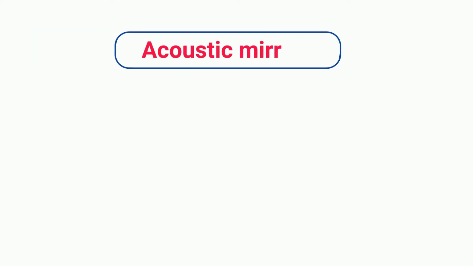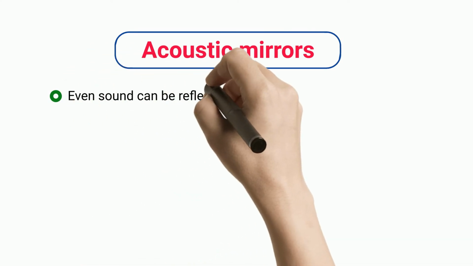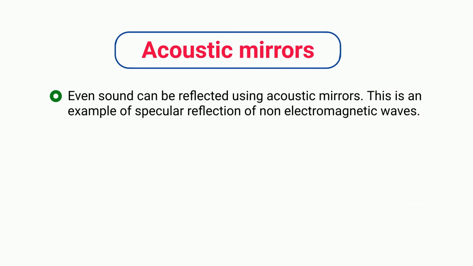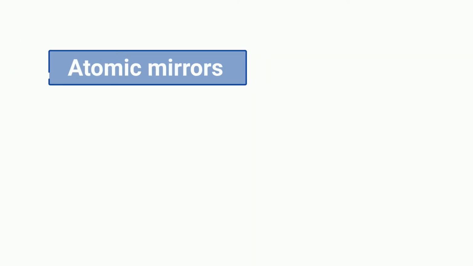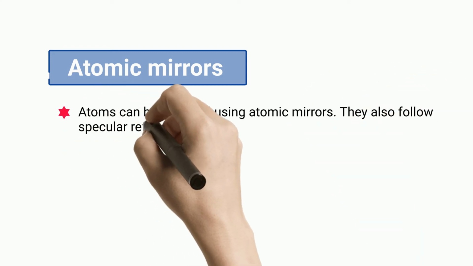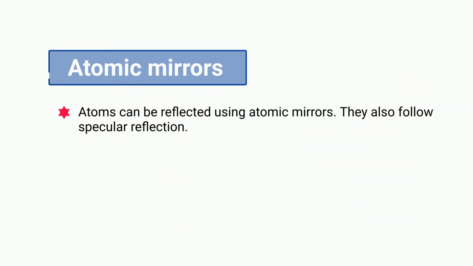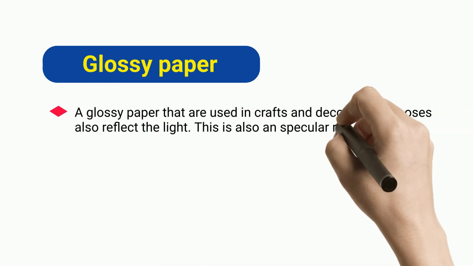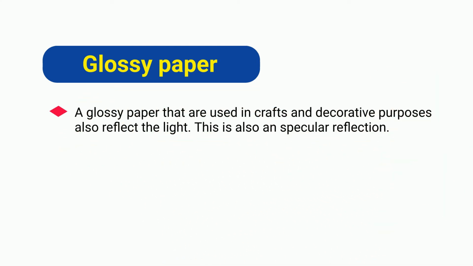Acoustic mirrors. Even sound can be reflected using acoustic mirrors. This is an example of specular reflection of non-electromagnetic waves. Atomic mirrors. Atoms can be reflected using atomic mirrors. They also follow specular reflection. Glossy paper. Glossy paper that is used in crafts and decorative purposes also reflects the light. This is also specular reflection.